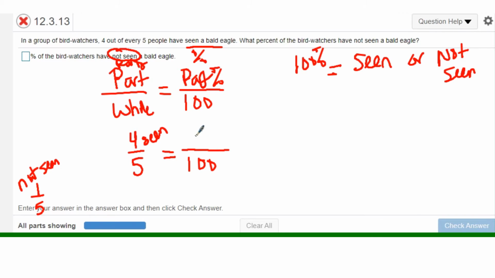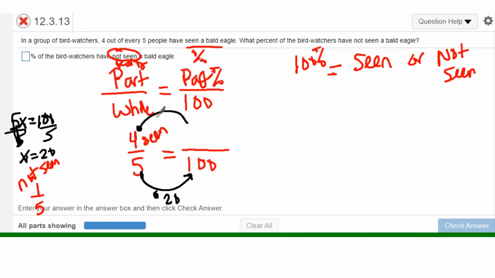Now we can use equivalent ratios, or you can put an X right here and solve for the variable. I'm just going to use equivalent ratios. How do you start with 5 and end up with 100? Well, 5 times what number is equal to 100? That number is going to be 20. You can use division, 100 divided by 5. 5 times 20 will give me 100. So I need to go for my numerator and multiply 4 times the same number 20 to get 80%. Since this 4 right here represents the seen, seen needs to be equivalent to percent seen.